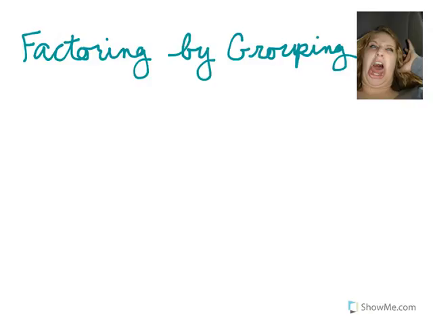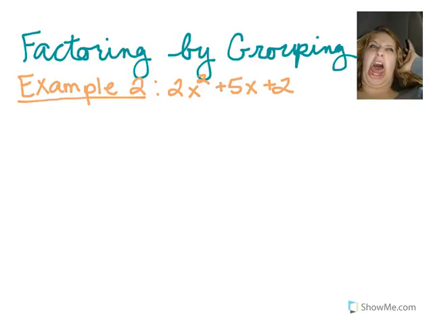In this tutorial, we're going to take a look at a more difficult type of factoring by grouping problem. So let's go ahead and get started. Okay, so in this particular problem, you will notice that the coefficient of x squared is no longer 1, it is a 2. So this only causes a couple different problems.